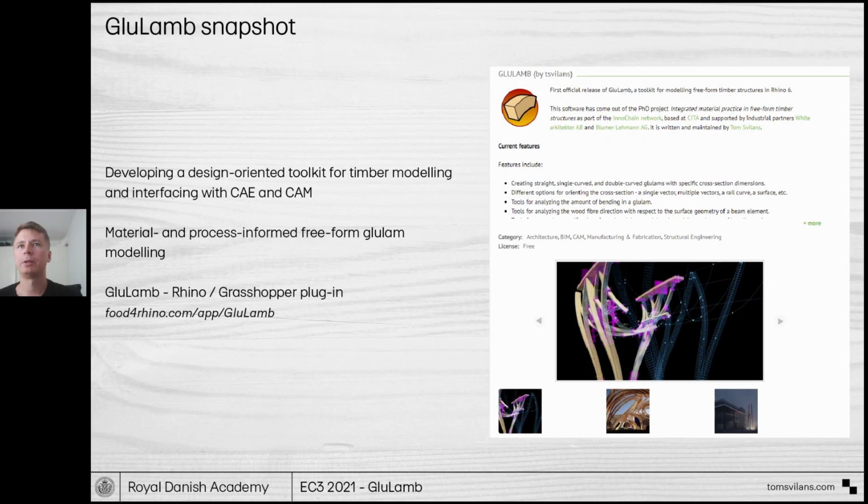As a brief summary, GluLamb is a software toolkit for design-oriented modeling of freeform timber structures and interfacing with computer-aided engineering and manufacturing domains. By embedding material and process parameters into the model, it offers a type of Glulam materiality to the designer. It is currently exposed as a plugin for McNeel's Rhino and Grasshopper modeling environment, freely available for download and usage.